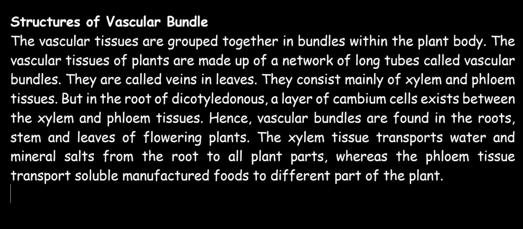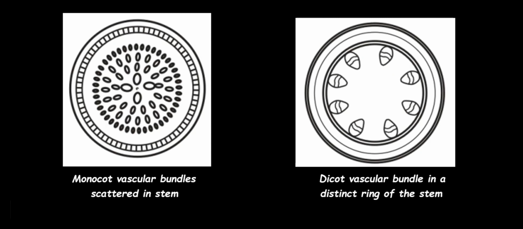Okay, now I will just show you a diagram for you to have a pictorial view of how the structure of the vascular bundles looks in monocot and dicot. So this is the diagram of the vascular bundles in the stem of monocot and dicot. You can see how they are scattered in that of the monocot, but in the dicot, the vascular bundles are arranged in a distinct ring in the stem.